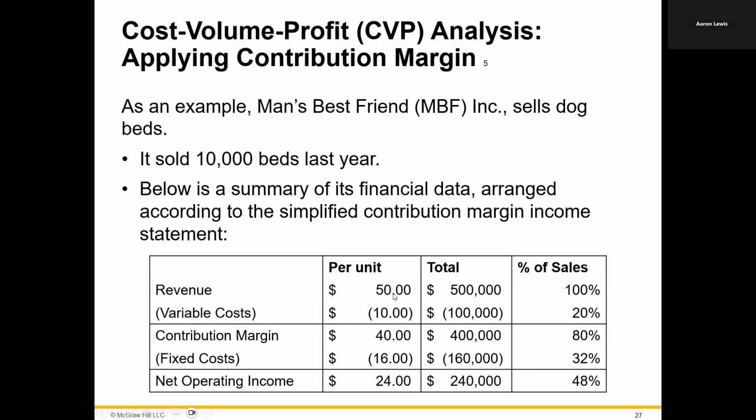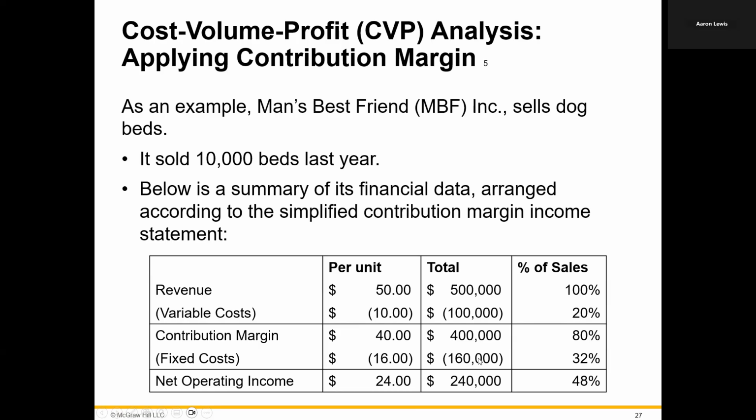Well, if we're selling for $50 and we're only paying $10 in variable costs, that means that after we recoup that $10 to cover the variable costs, we have $40 left over from that selling price, which can contribute towards covering the fixed cost. And that's on every unit. So it's $40 at each bed for 10,000 beds. That's $400,000 in total margin that we would have.